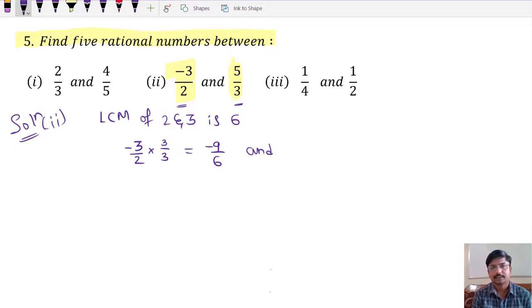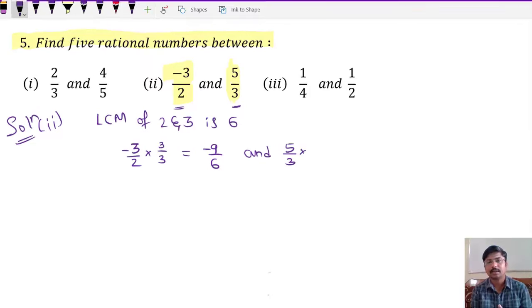And the next rational number, 5 by 3. To get denominator 6, what do we have to multiply? We have to multiply the denominator with 2. That means we have to multiply the numerator also with 2. Yes, 5 2s are 10, 3 2s are 6.